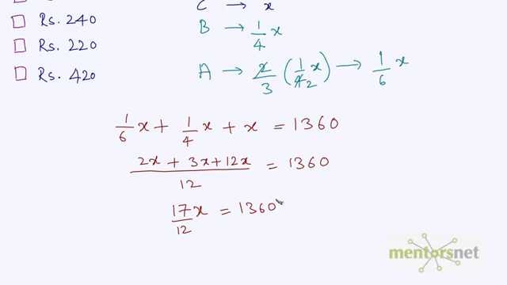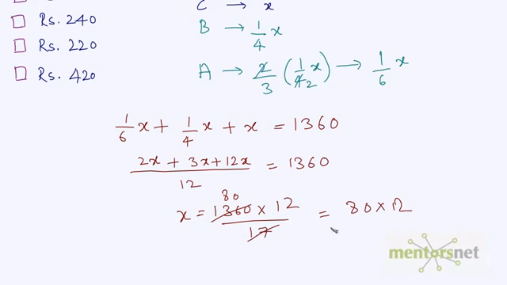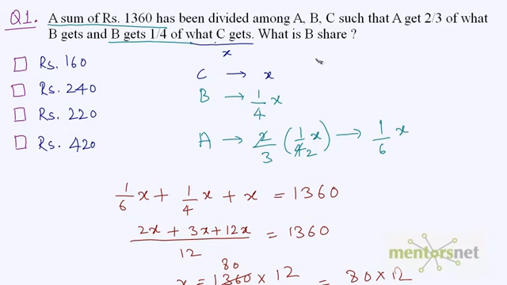So this 12 can go up and 17 can go down. We can write x is equal to 1360 times 12 divided by 17. If you solve this, 17 times 80 is 1360, so we get the value of x as 80 times 12. Let's keep it as it is because we don't want the value of x, since that is not asked.